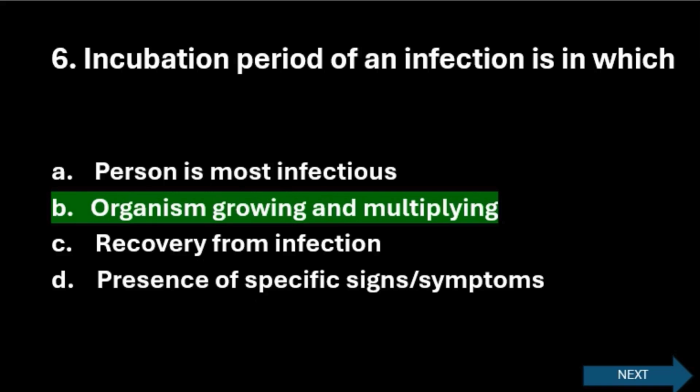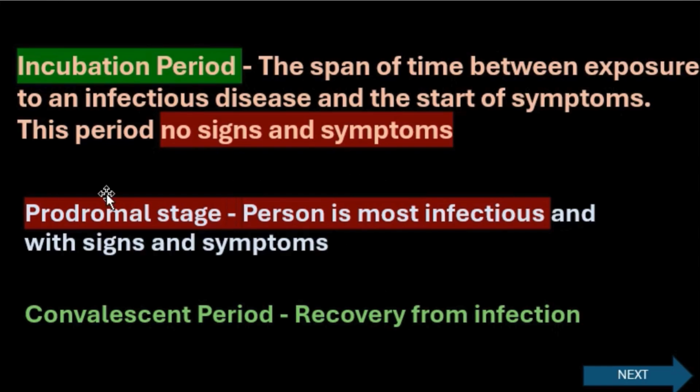You can see the explanation. Incubation period is the span of time between exposure to an infectious disease and the start of symptoms. In this period, there are no signs and symptoms. Prodromal stage is the stage where the person is most infectious and with signs and symptoms. Convalescent period is the recovery period from infection.